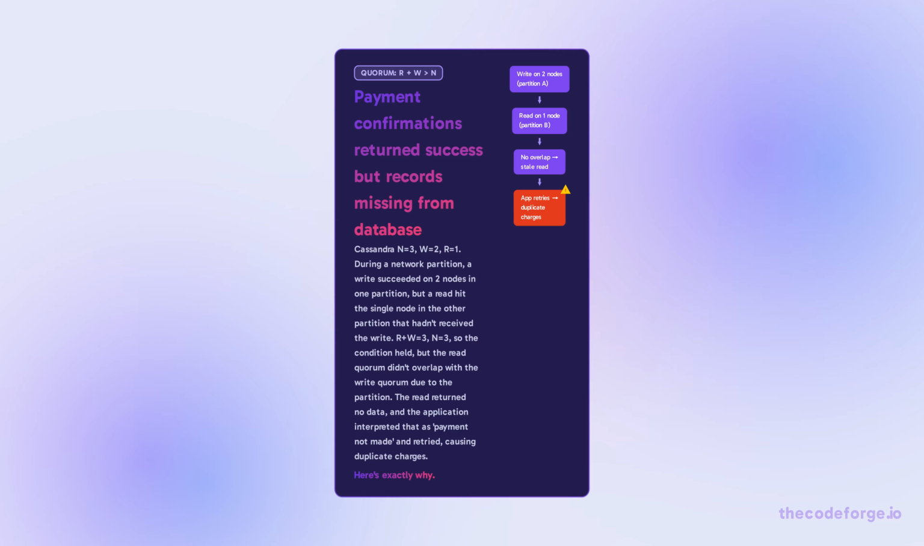During a network partition, a write succeeded on 2 nodes in one partition, but a read hit the single node in the other partition that hadn't received the write. R plus W equals 3, N equals 3, so the condition held, but the read quorum didn't overlap with the write quorum. The read returned no data, and the app retried, causing duplicate charges.